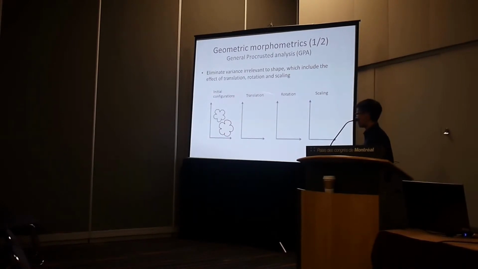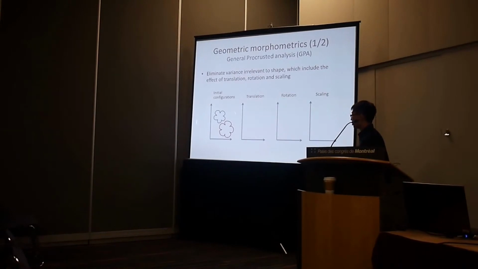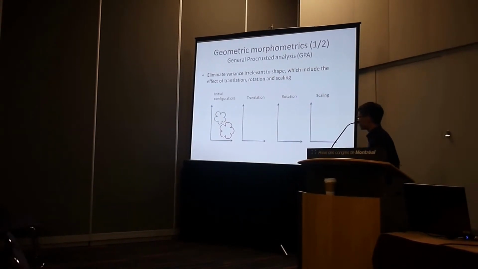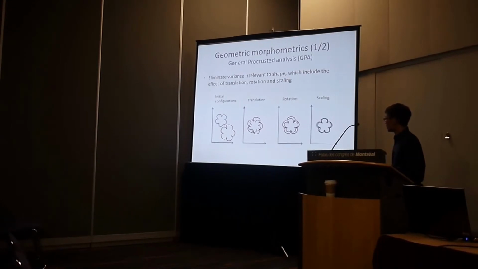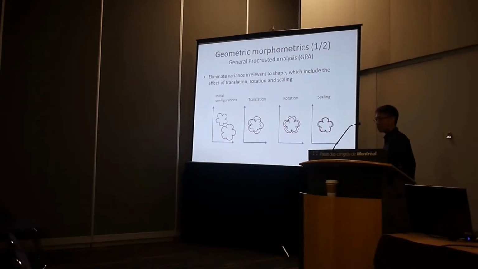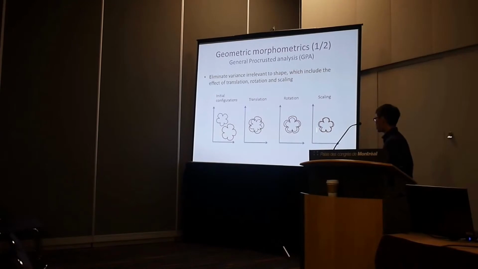So this is an example of GPA. These are two initial configurations. And after translation, rotation, and scaling, the irrelevant effect will no longer affect the final shapes, which can be compared more effectively.